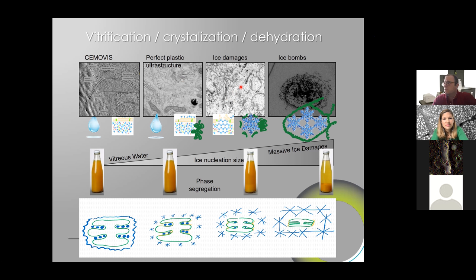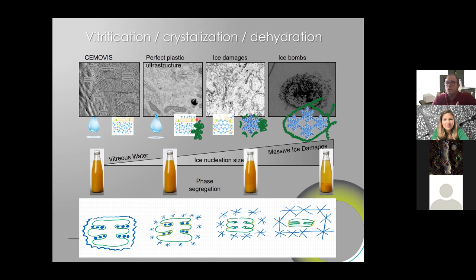And then of course, this is the obvious case when you have a very disastrous freezing, and you have ice bombs everywhere, and you have ice crystals and dry matter all around. This looks disastrous. And unfortunately, we've all seen that once if we've done some high pressure freezing or vitrification.